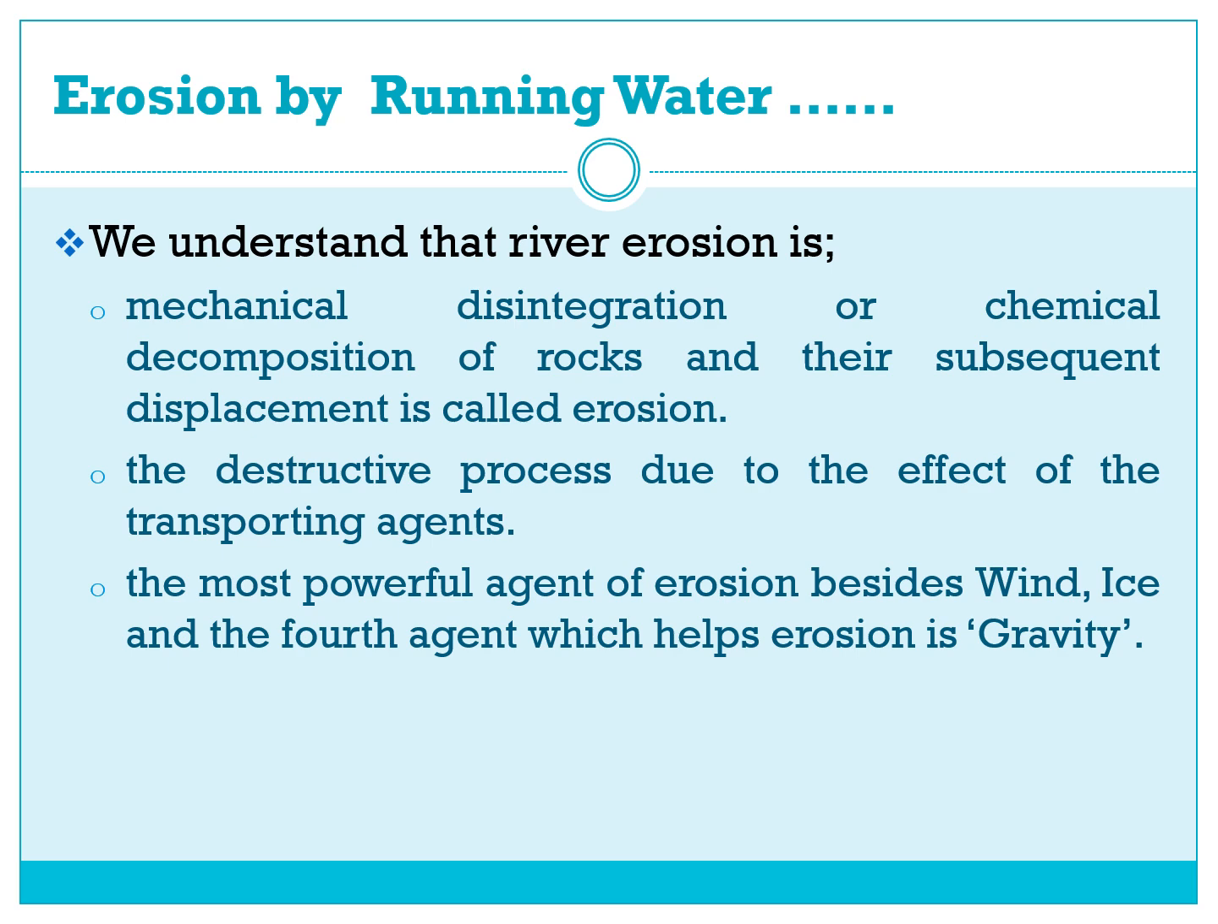We understand that river erosion is mechanical disintegration or chemical decomposition of rocks and their subsequent displacement. The destructive process because of the transporting agent. The most powerful agent of erosion besides wind, ice, and the fourth agent which helps erosion is gravity.